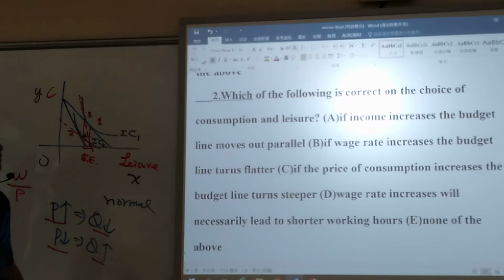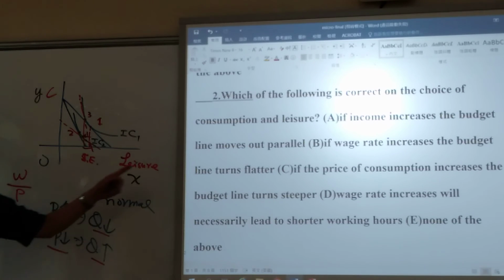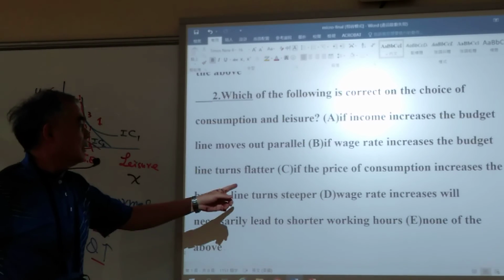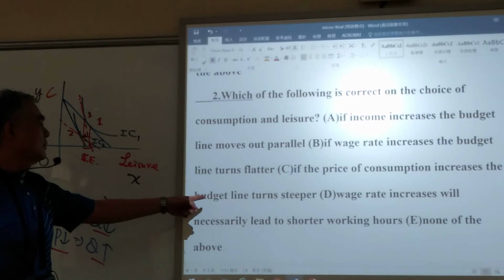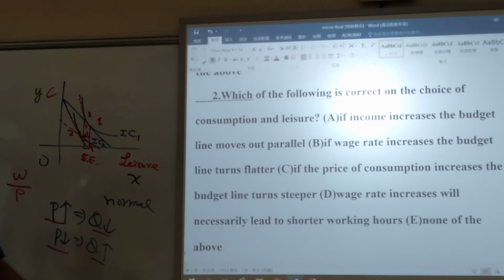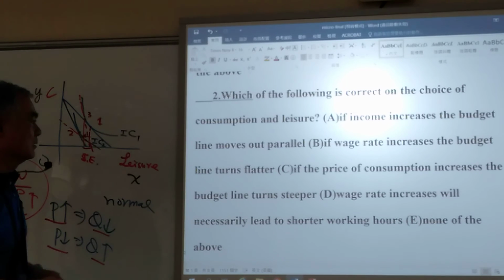Well, so here W is higher, so it becomes steeper rather than flatter. So B is wrong. And C says if the price of consumption increases, the budget line will turn steeper, right? The price of consumption, price is here. If this goes up, actually the slope is going to become smaller, so it's flatter. So C is also wrong.